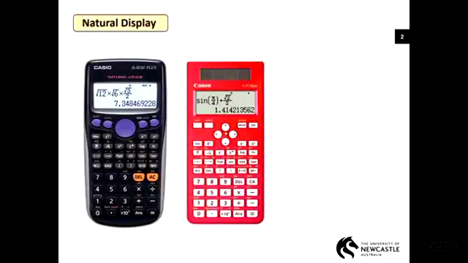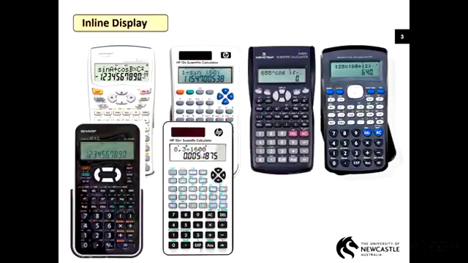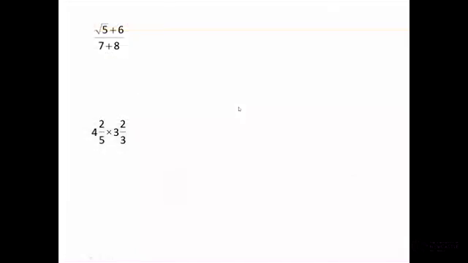So if you are getting a new calculator, there's the natural display ones. Definitely recommend them, because you see exactly what's on the paper. The other calculators are totally fine, but you need to get used to using brackets, and they're just harder. If you're used to that style, great. If you're not, I would make the change to the natural displays, because it's a lot easier.